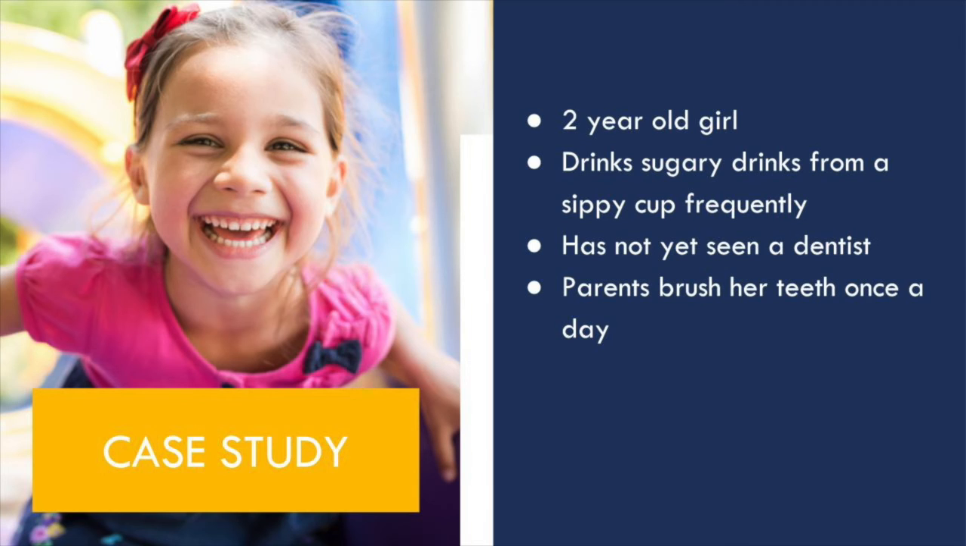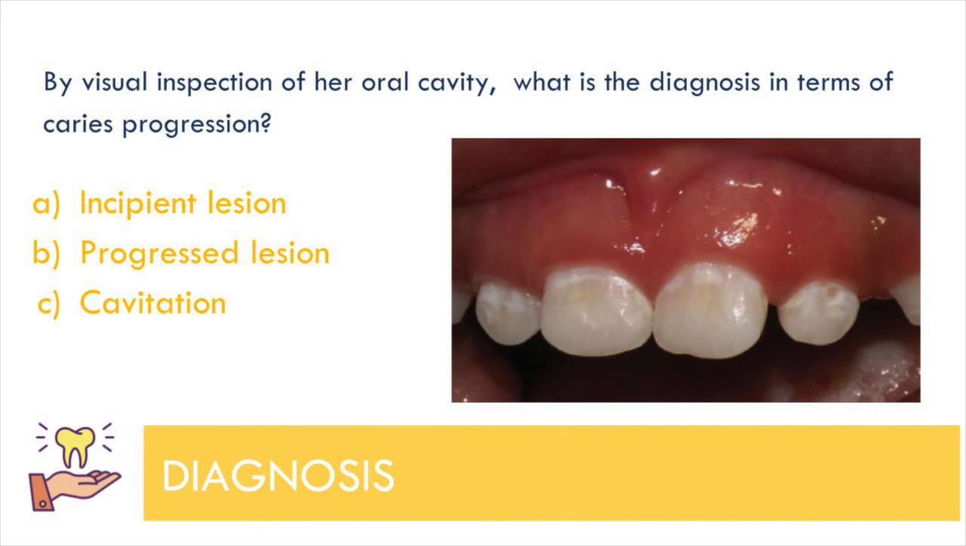Now we have a case study to demonstrate how you may encounter this. A mother with her 2-year-old daughter comes to see you, and after discussing habits and history, you become aware that the 2-year-old drinks sugary drinks from a sippy cup frequently, she has not yet seen a dentist, and her parents brush her teeth once a day. By visual inspection of her oral cavity, you see what is shown in this photo.